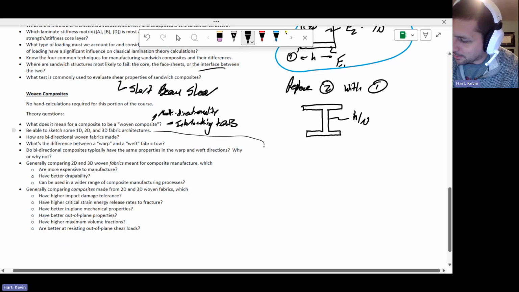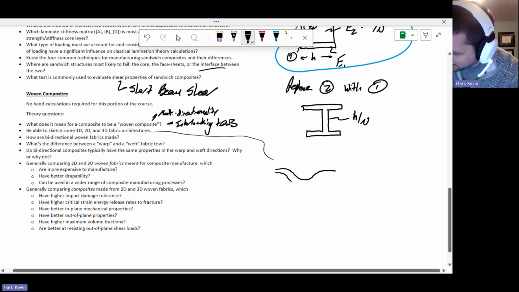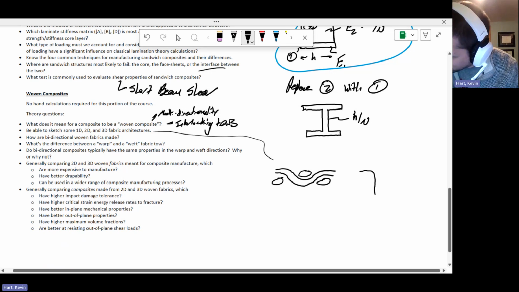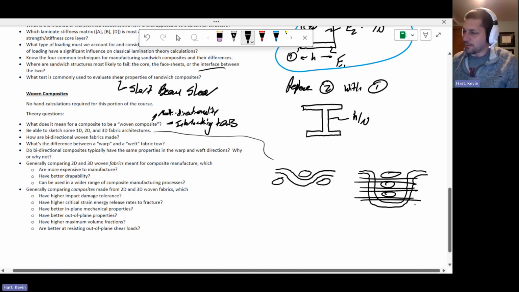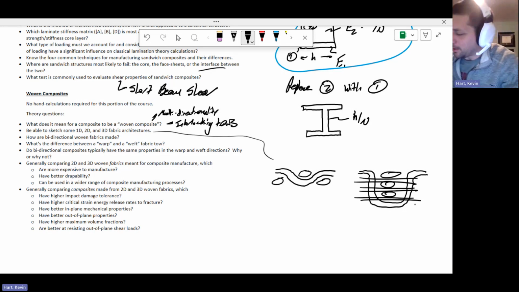All right. Be able to sketch some 1D, 2D, 3D fabric architectures? Yeah, okay. You'll have to take a look at pictures there, but 1D, I think that's pretty straight ahead. 2D, a plain weave might look something like this. You got some over, some under. That's a plain weave for you. 3D weave, much more difficult, but you can probably do it if you had to. There you go. There's a rough 3D weave, right? That's a 3D orthogonal weave, right? You got warp, weft, and Z-tows here, all right?